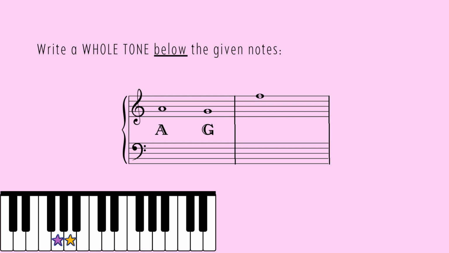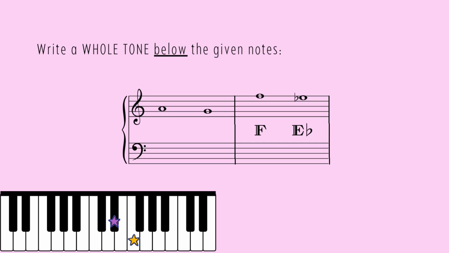Then we're going to go to our keyboard picture and we're going to make sure that these notes are actually a whole tone apart. We need to make sure that there's a key in between them. And so I'm looking at A, and I have my yellow star there, and then on G is the purple star, and there is a key in between them. It would be called A sharp or G flat. So that's great. A to G is a whole tone.